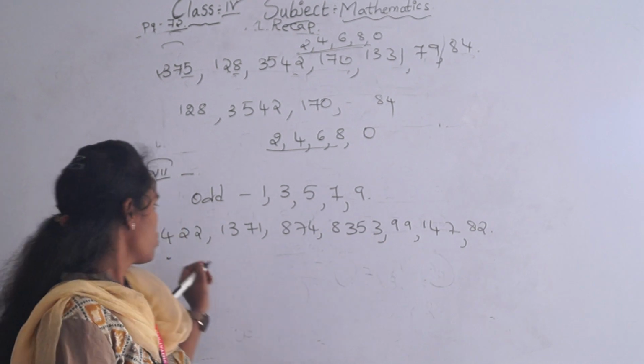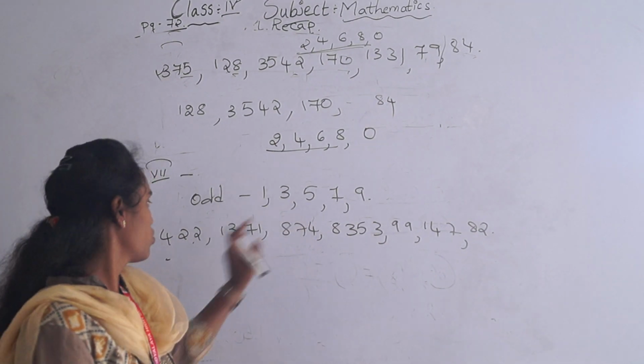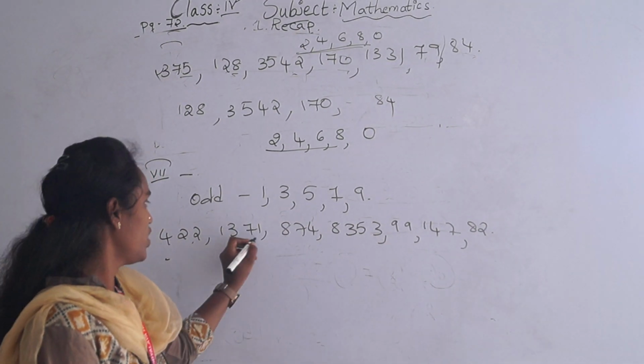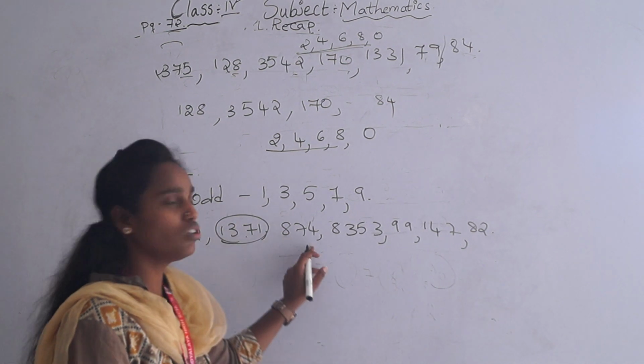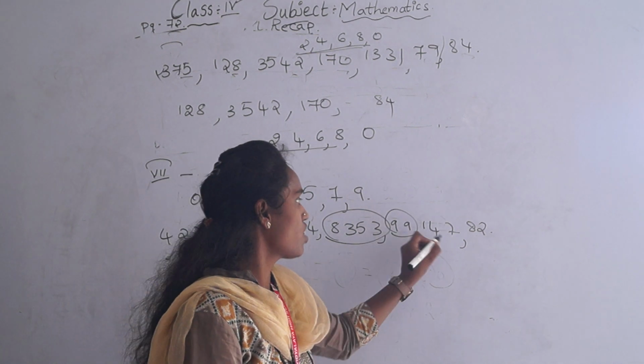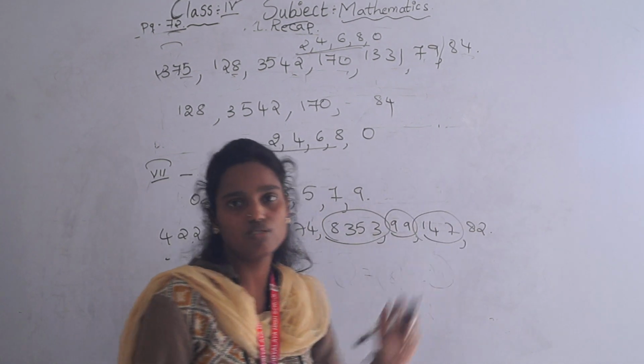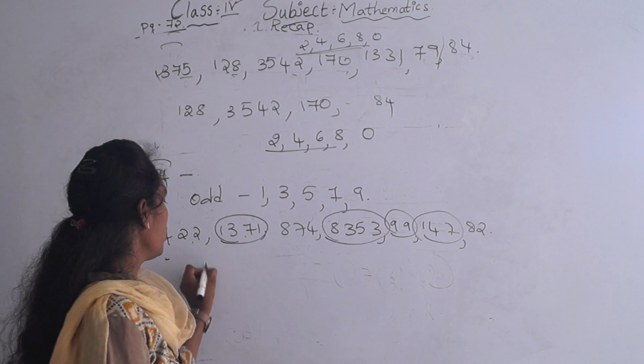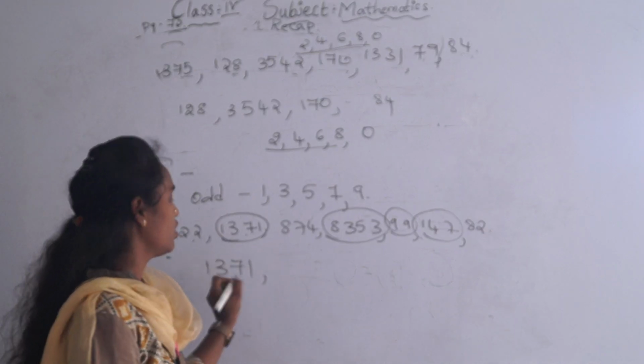So is 2 there in this set? No. So this is not an odd number. 1 is there. So you round off this number. 4 is not there. 3 is there. 9 is there. 7 is there. 8, 2 is not there. So what are the odd numbers in this?